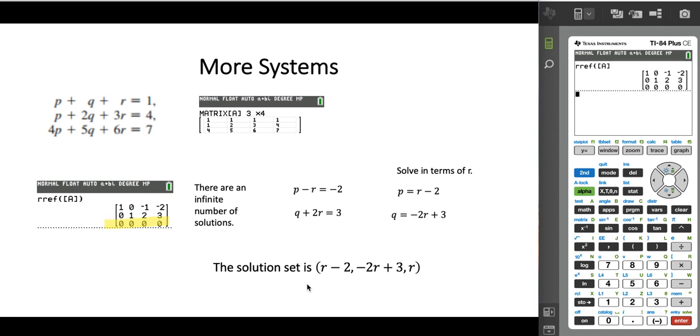And so the solution set is P, which is R minus 2, Q, which is negative 2R plus 3, and R, which is the variable R. So that's like a formula that generates all the solutions. If you remember, we did that a couple screencasts back.